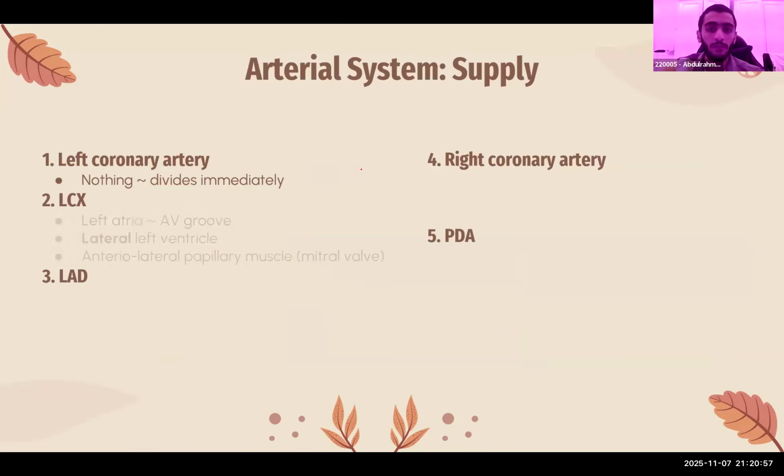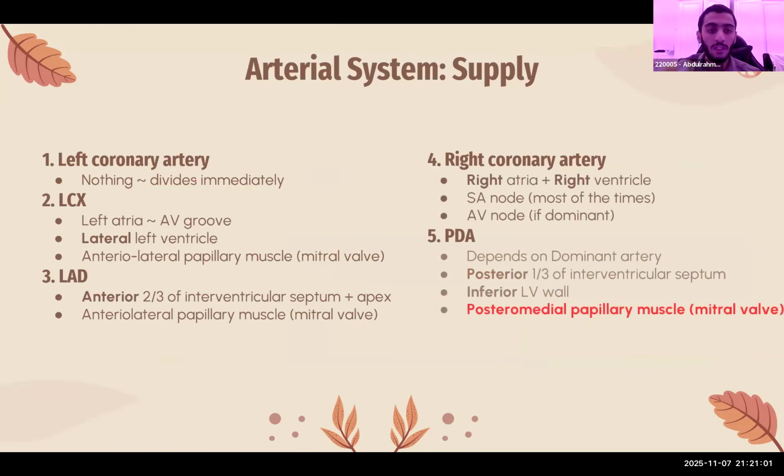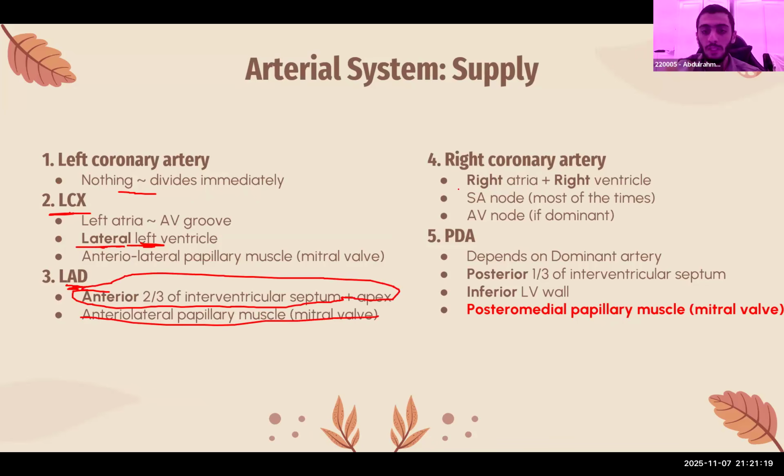All right. Now, here is another part of the supply. Basically, the left coronary artery gives off nothing itself. The left circumflex is supplying the lateral part of the left ventricle. The left anterior descending is supplying the anterior 2/3 of the interventricular septum and the apex of the left ventricle. You don't really need to know this part. The right coronary is supplying the right atrium and the right ventricle.